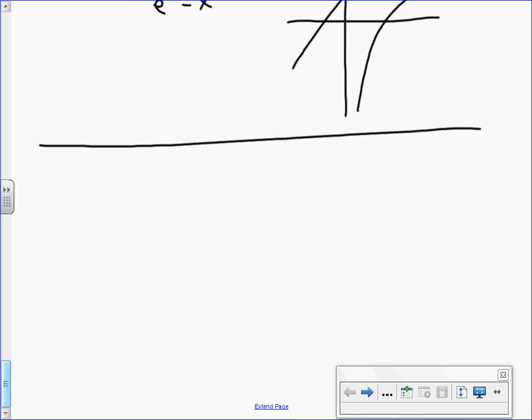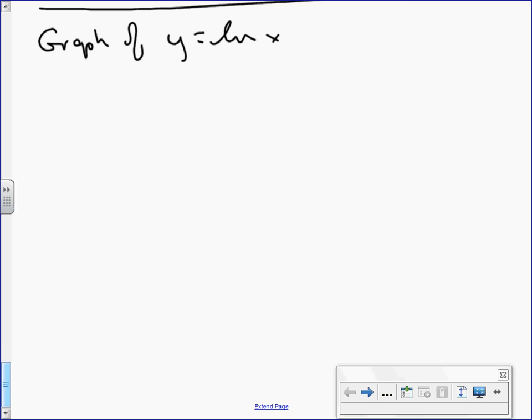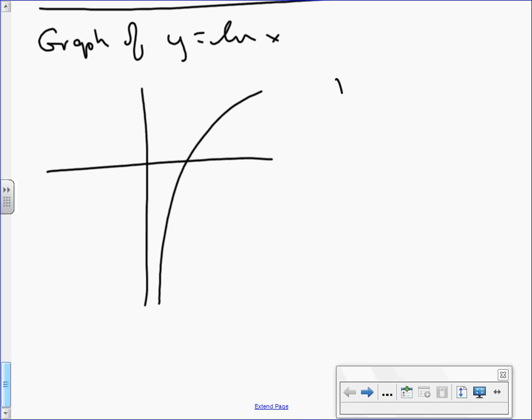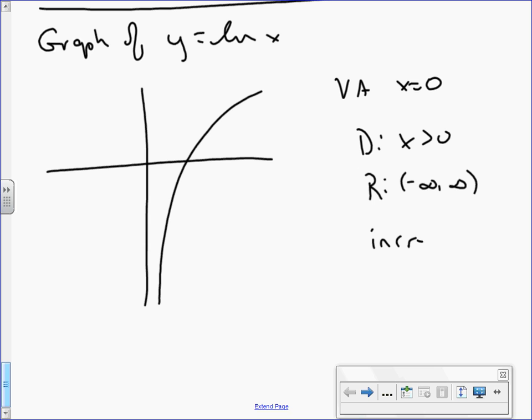Okay, let's stop and take a look at what the graph of y equals ln of x looks like. Make sure you understand it and remember it. I'm not going to remind you of why it looks like this. I'm just going to draw it for you. It has a vertical asymptote at the y-axis. So the domain of this function is x is greater than 0. The range is all real numbers. It is an increasing function.